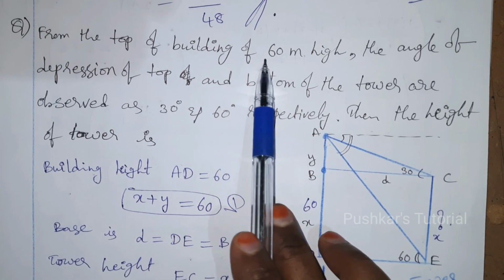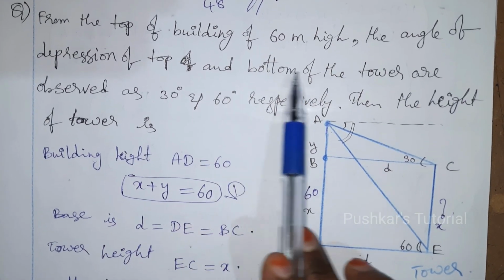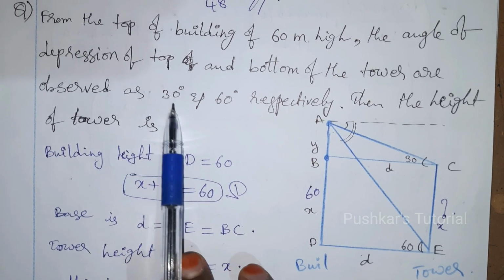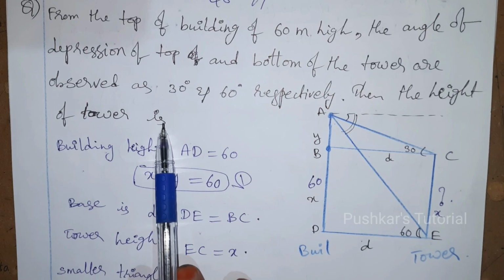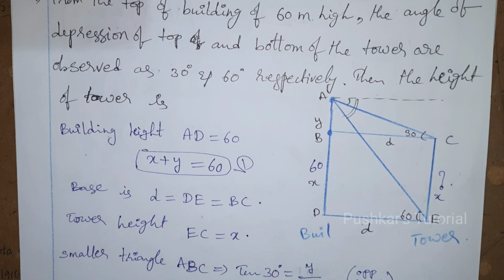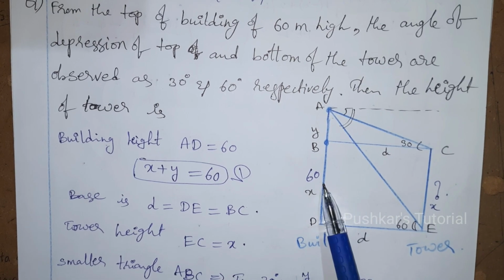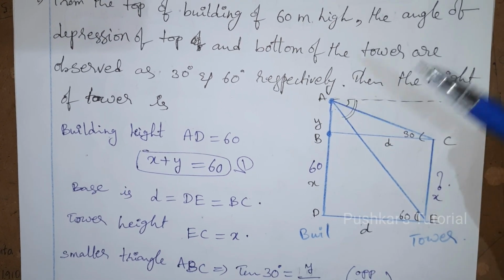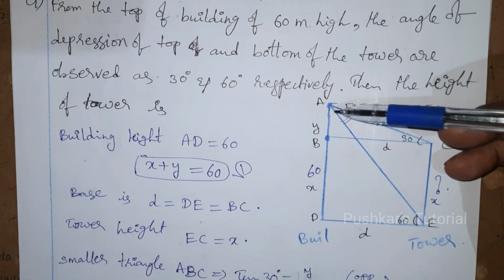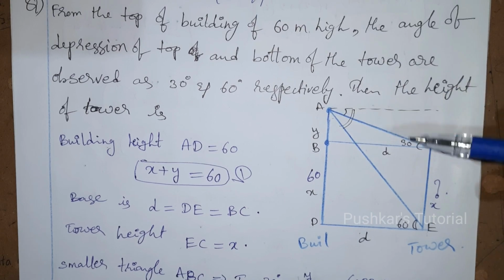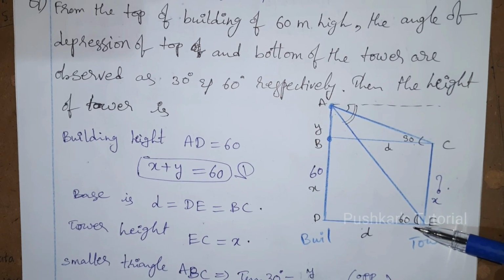From the top of a building of 60 meters height, the angles of depression of the top and bottom of the tower are observed as 30 degrees and 60 degrees respectively. Then the height of the tower is. So we'll assume here building, here tower. The building height is given as 60. From the top of the building, we are observing the top of the tower and the bottom of the tower at 30 degrees depression, means here 30 will come. 60 degrees depression means here also 60 will come.